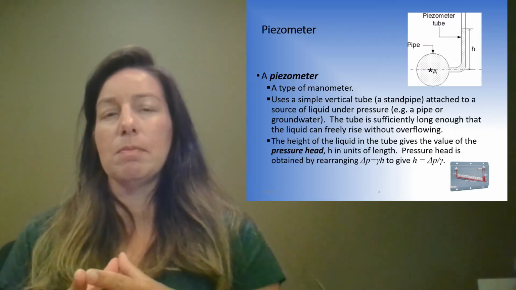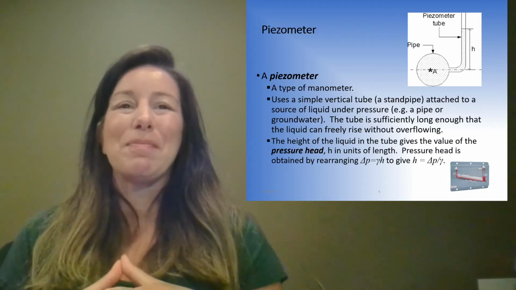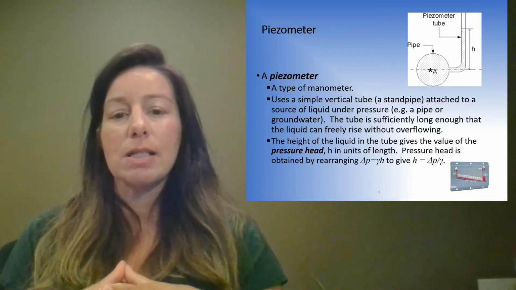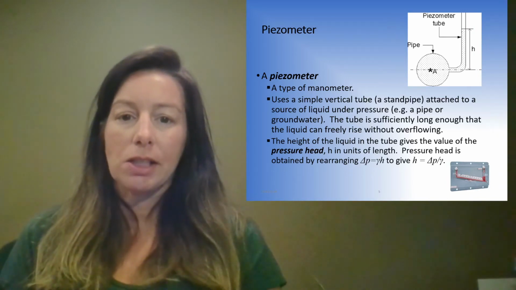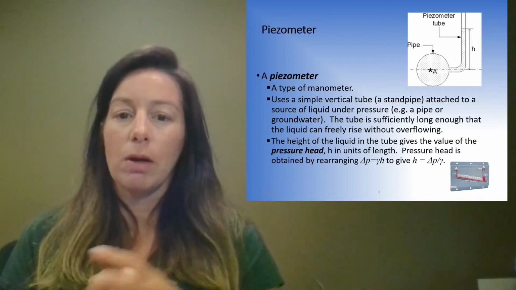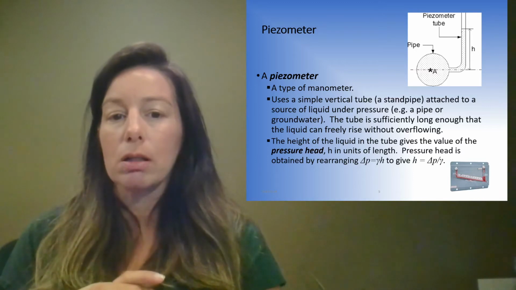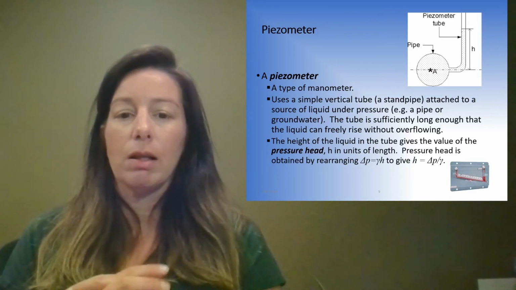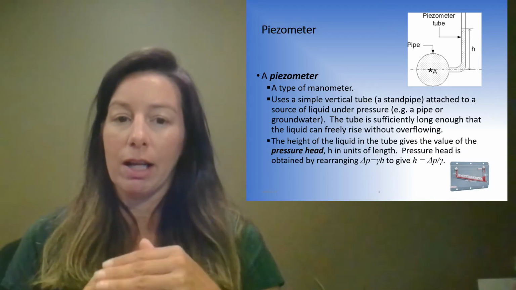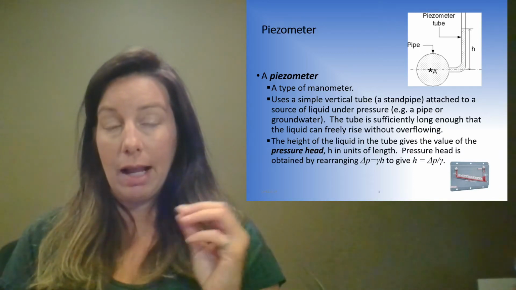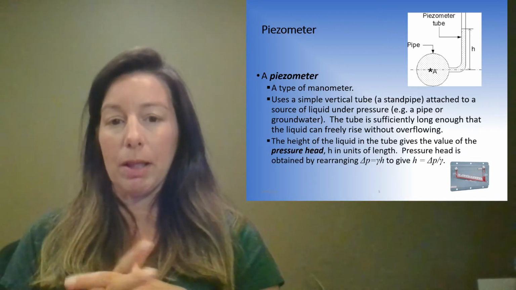There's also the piezometer, it's called. It's a fun little word, isn't it? It's a type of manometer, and it uses a simple vertical tube, like a standpipe, attached to a source of liquid under pressure. So either a pipe or groundwater, any kind of liquid that's under pressure. The tube is sufficiently long that the liquid can run freely within that length of tube, but not overflow at the top of the tube.